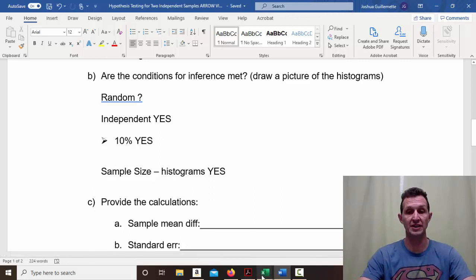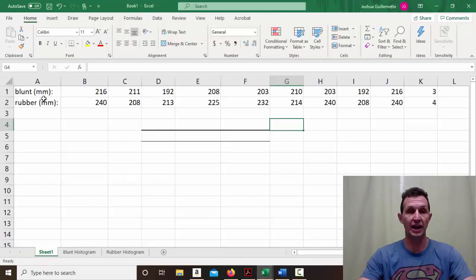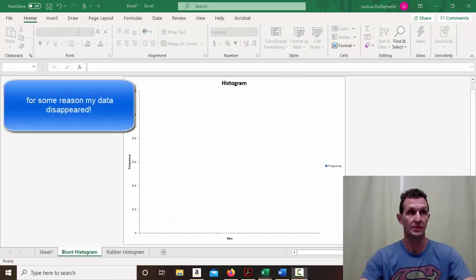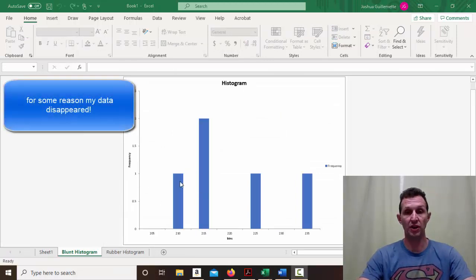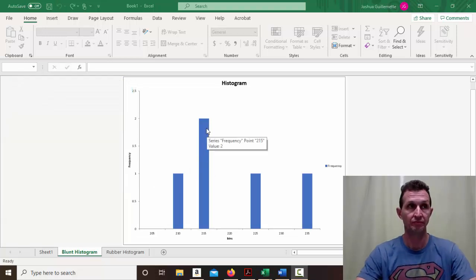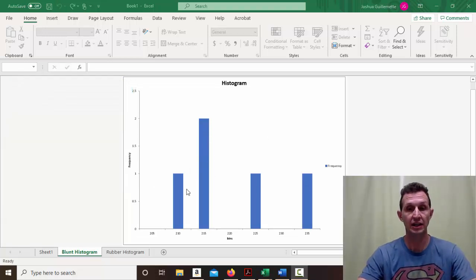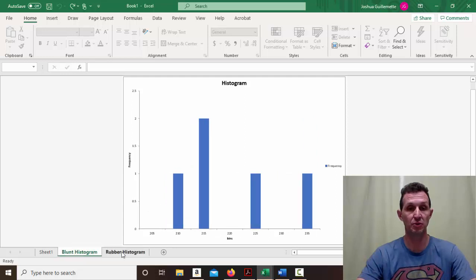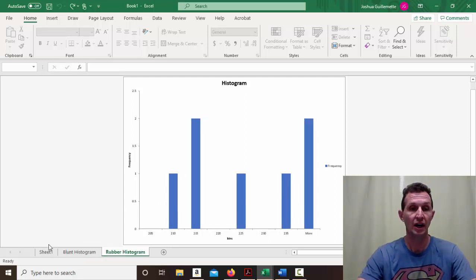And then for sample size, we want to look at the histograms. So I already went ahead and took the data and copied it into Excel. For the blunt, we can see there's one modal value right here. It's fairly symmetric. For the rubber histogram, you can see it's really kind of spread out. So the blunt one looks pretty good. The rubber one doesn't look great.